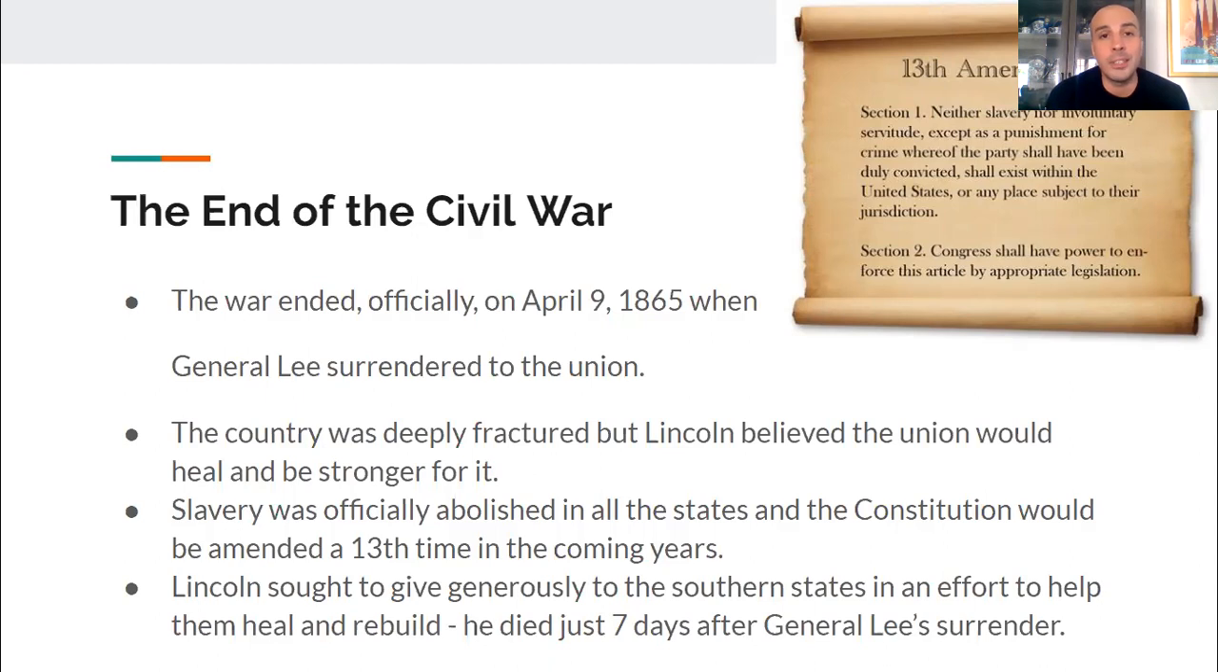But unfortunately, just 70 days after General Lee surrendered and the Civil War officially ended, President Lincoln was assassinated, and he did not live to see the rebuilding or the reconstruction of our country.